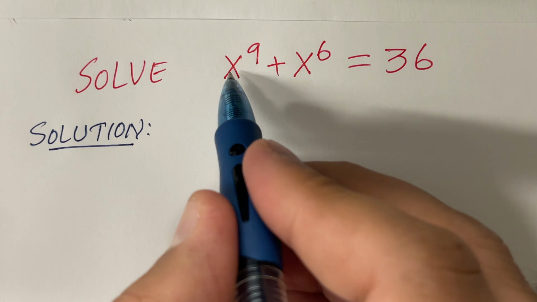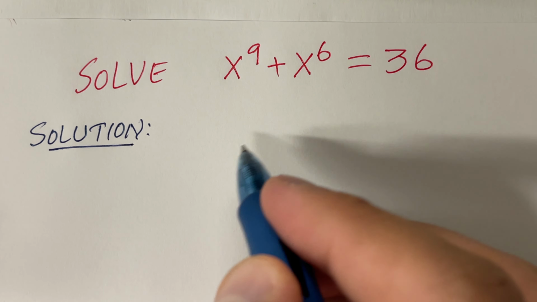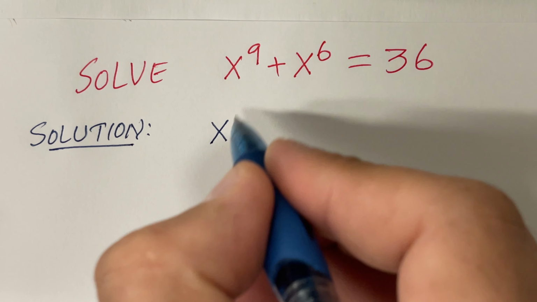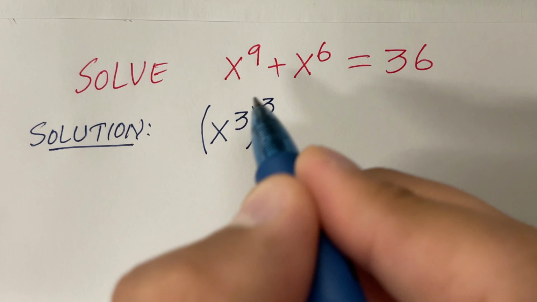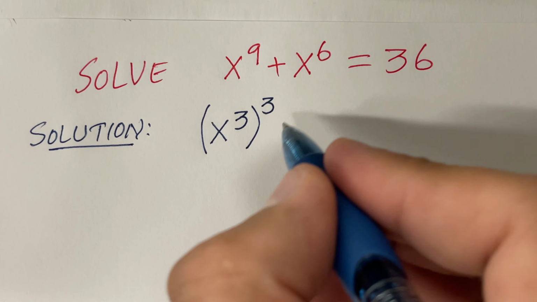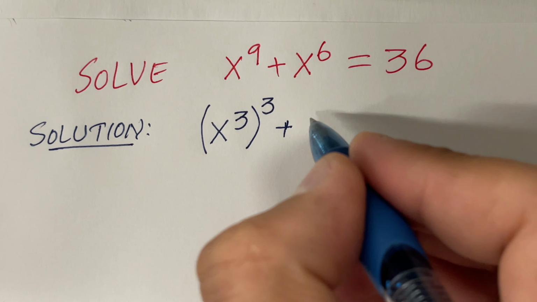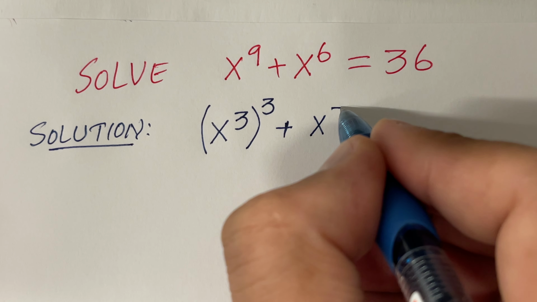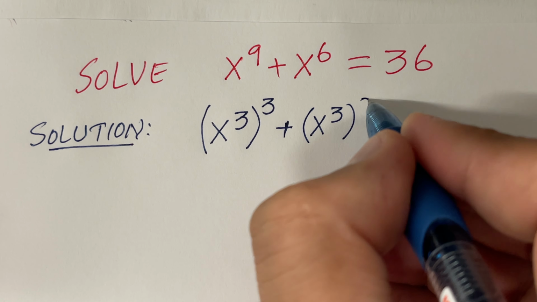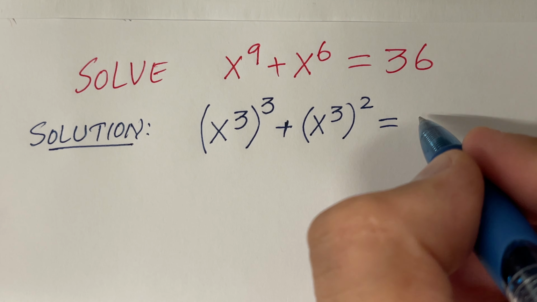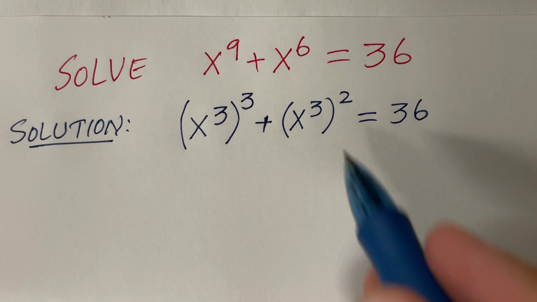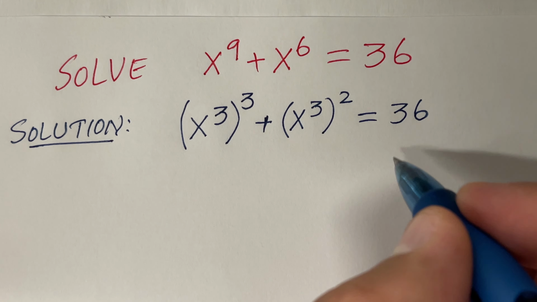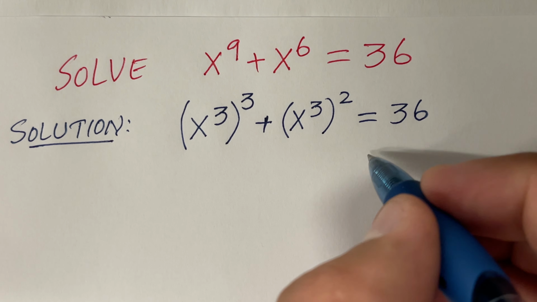So, if you look, the left hand side is x raised to the power 9, and I can write x raised to the power 9 as (x raised to the power 3) raised to the power 3. And similarly, I can rewrite x raised to the power 6 as (x raised to the power 3) raised to the power 2, and the right hand side, let me keep it as it is. So how did I write like this?